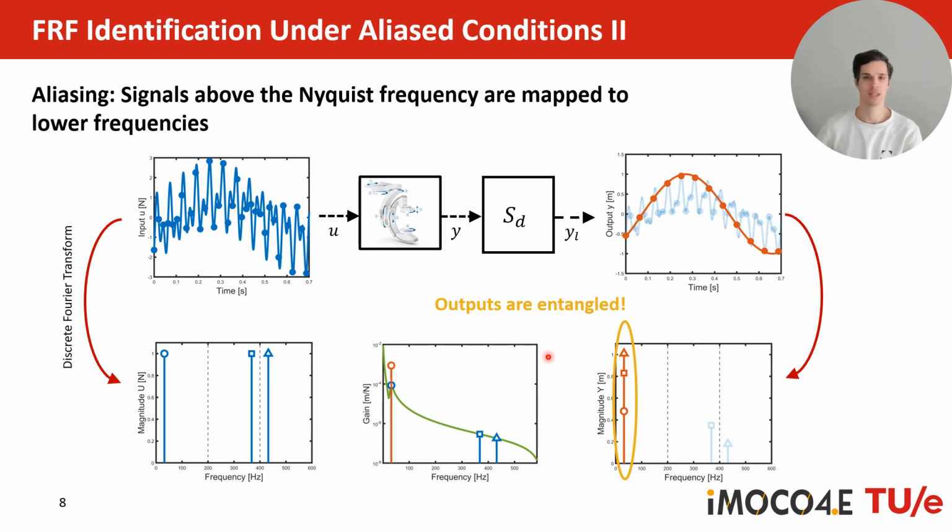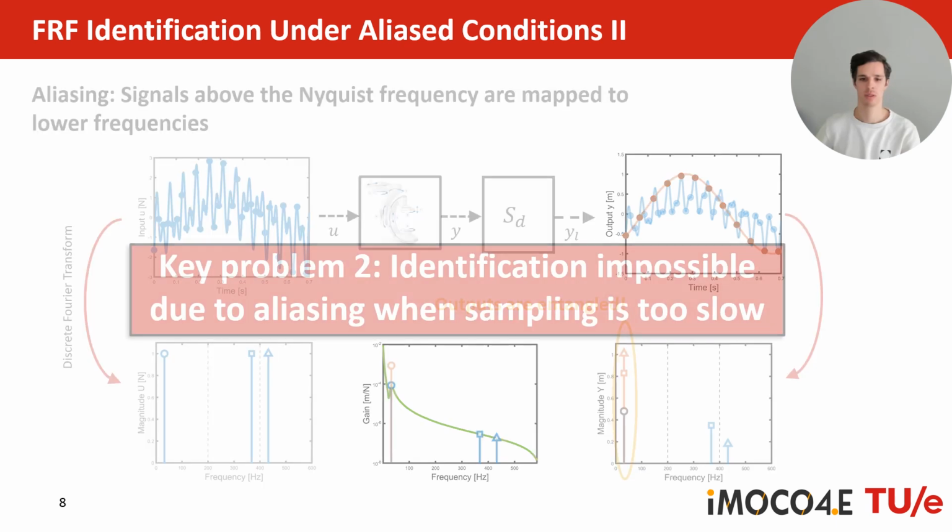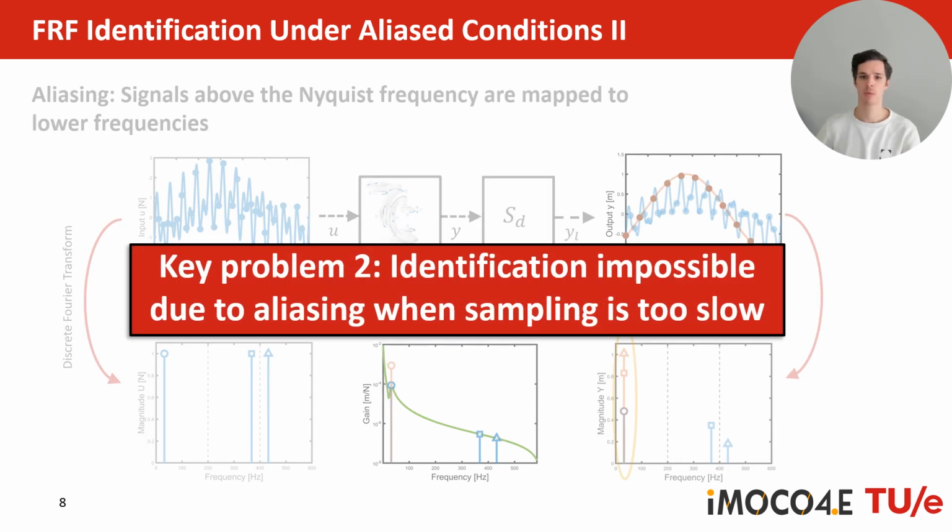And then if we try to estimate our system, even at the lower frequency, we would get a complete mismatch of the system, which is of course highly undesirable. So the key problem here, what we identify with traditional system identification, is that identification is impossible due to aliasing. Sampling is too slow.